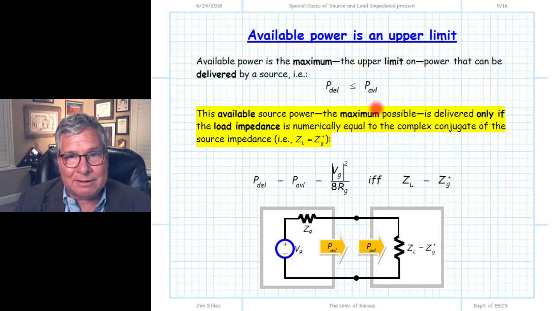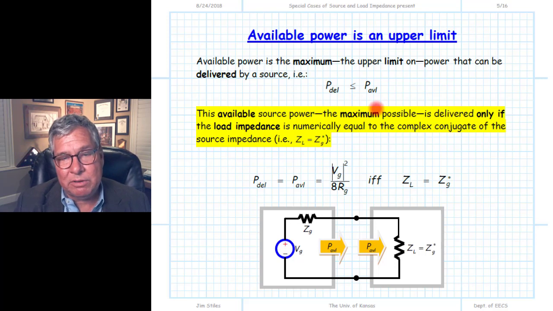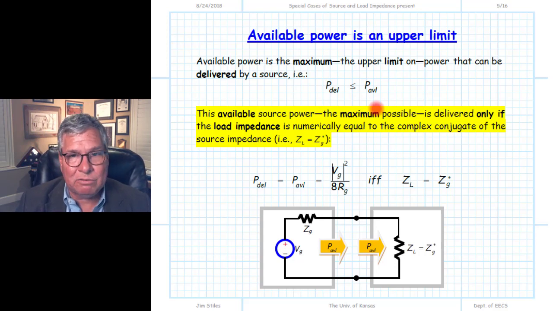Well, if it's purely reactive, if it's inductor, capacitor, some combination, it can't absorb energy at all. The rate of energy flow is equal to zero. The power absorbed by a reactive element is equal to zero. Yet by conservation of energy, we know the power absorbed, in this case zero, must be equal to the power delivered by the source. So if we connect a reactive load to a source, the delivered power will be equal to zero. Of course, that's going to be far less than the available power.